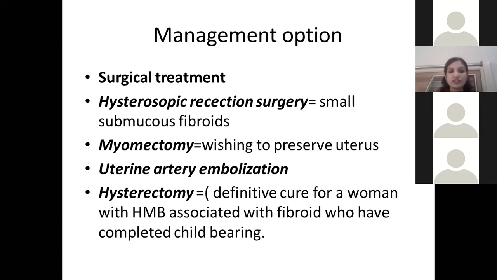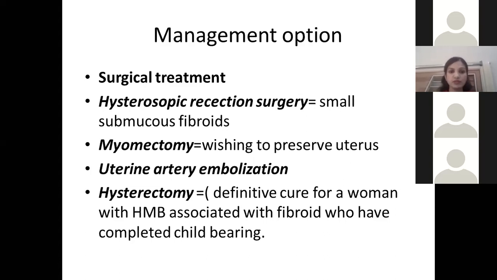The second option is myomectomy. Myomectomy is a surgical procedure in which the myoma is removed by giving an incision on the uterus, right? But in myomectomy, there is a risk of recurrence of the fibroid. So this is reserved for those patients who want to preserve their uterus, who want the fertility option, who want to conceive in their future life.